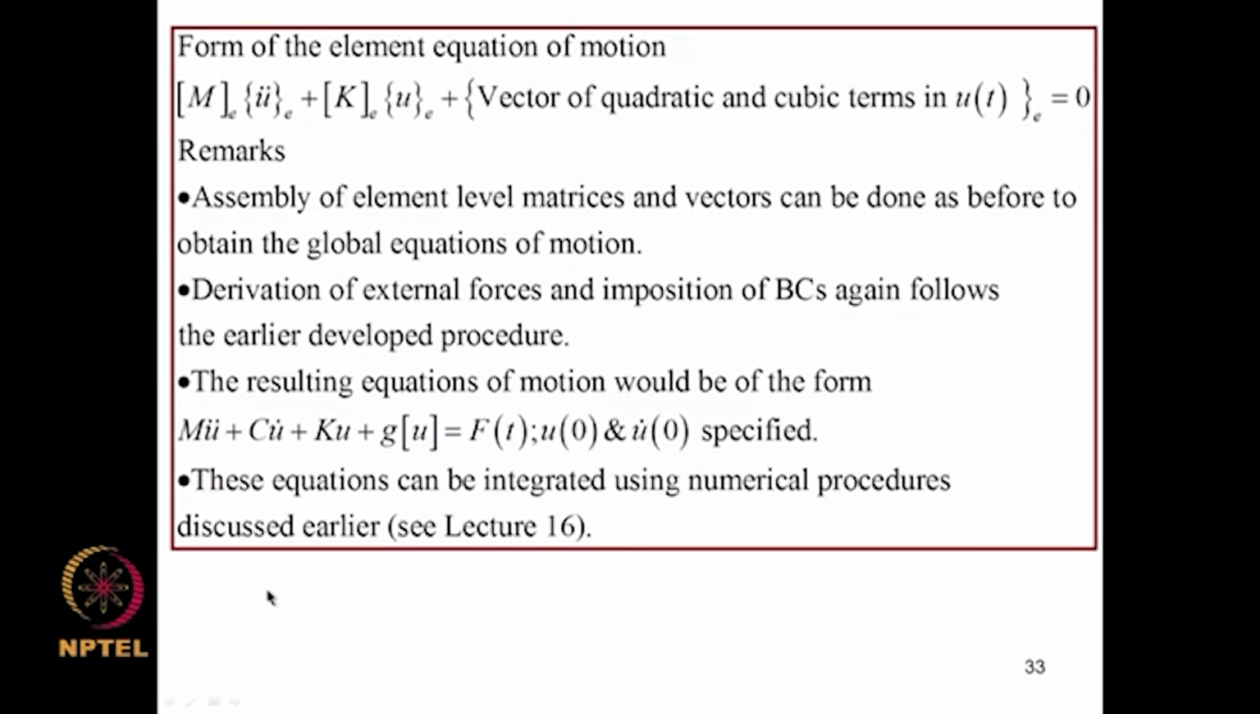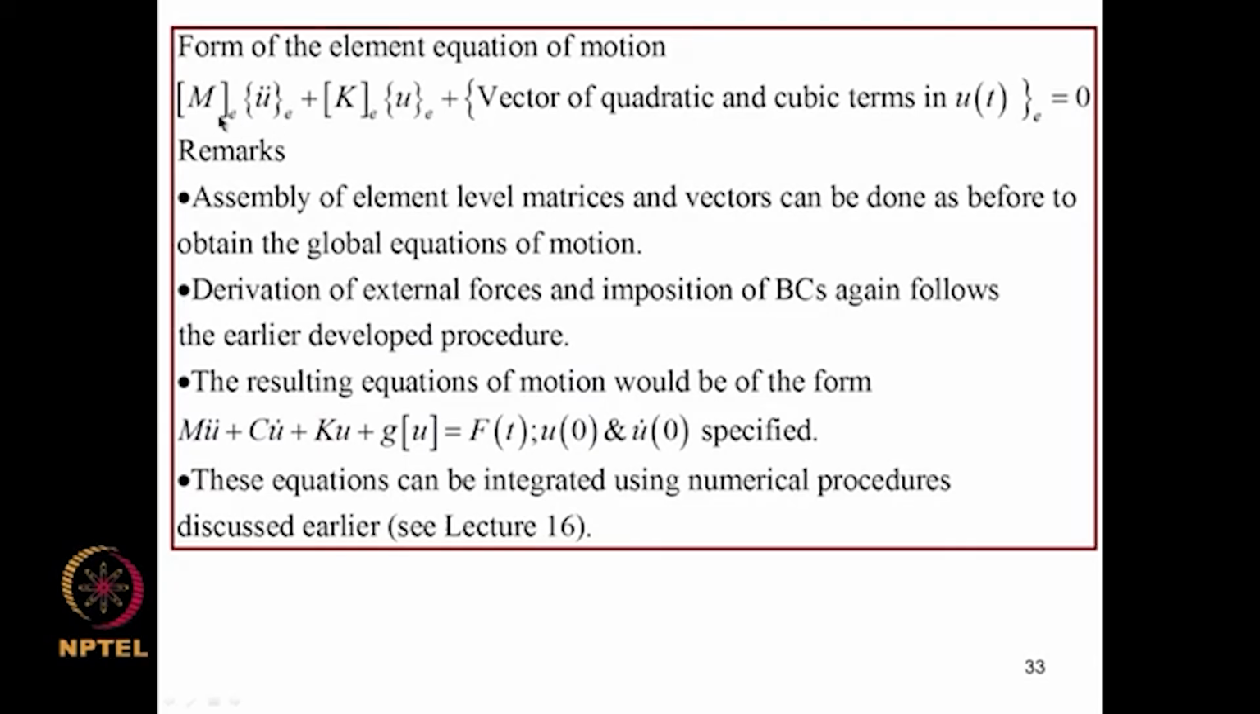So, the final form of the equation of motion at the element level will be m e u e double dot plus k e u e plus a vector of quadratic and cubic terms in u of t. And the multipliers that appear here are properties of the structural system. So, this is the equation. In free vibration this will be 0.